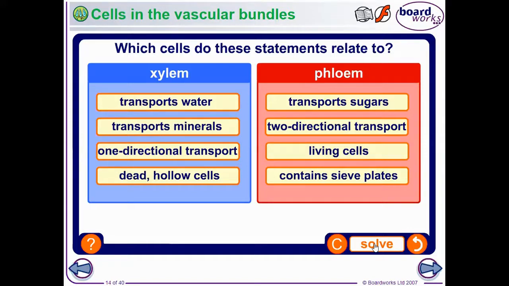Then we look at the phloem. The phloem is responsible for the transport of sugars. We have the flow of substances going in both directions, so that's up and down the stem and in and out of the leaves and the roots. Then we have living cells. The phloem tissue is made up of living cells, and at the end of this continuous column of living cells, we have these sieve plates that connect cell to cell and allow for the easy flow of sugars into and out of these cells. Good job, everyone. Very good.